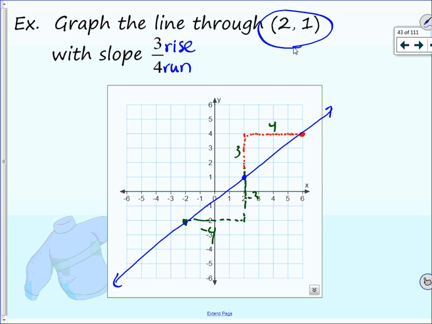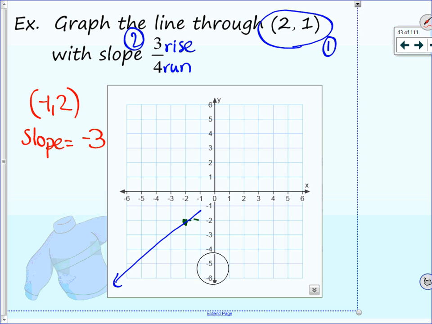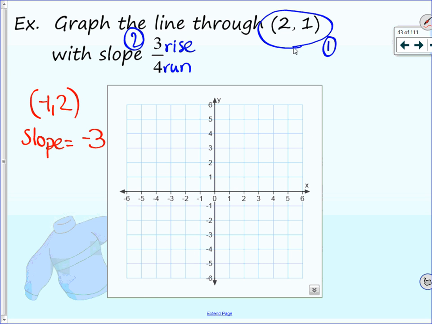Okay, so there we go. So the first thing we did is graph the point, and the second thing we did is use the slope. If the slope was negative, let's say I said graph the point -1, 2 with a slope of -3, just -3. Let's try this. I'm going to clear the deck. Is this okay if I erase? Okay. So first I start with the point -1, 2.